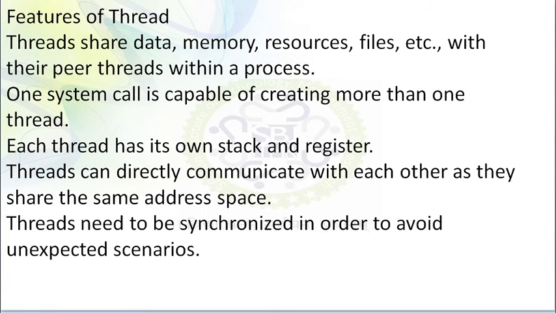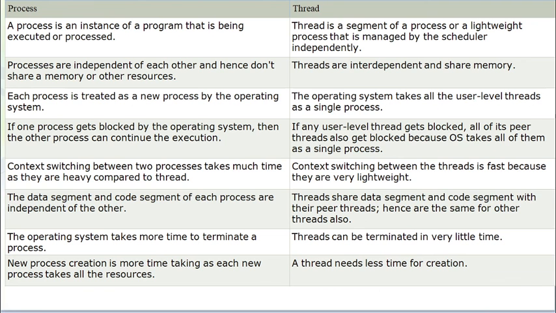Features of threads: threads share data, memory, resources, files, etc. with their peer threads within the process. One system call is capable of creating more than one thread. Each thread has its own stack and register. Threads can directly communicate with each other as they share the same address space. Threads need to be synchronized in order to avoid unexpected scenarios.